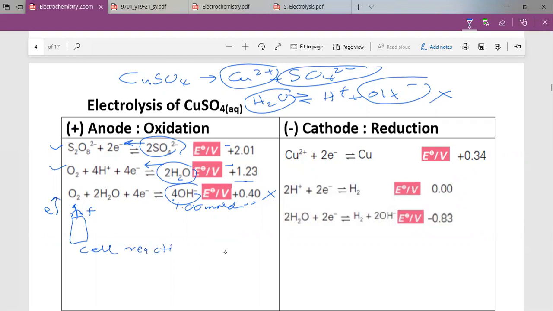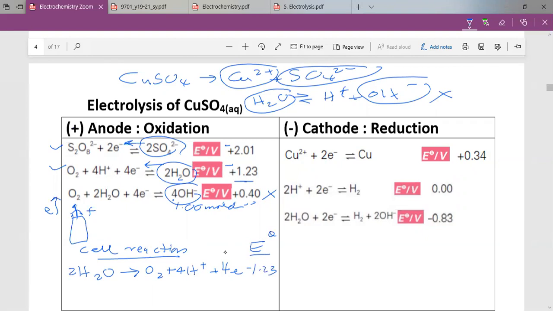Again, choose the right one. From where? From your data booklet. So it's actually 2H2O going to O2, oxygen is produced, plus 4H+ plus 4e-. Now this, of course, is your E. You would reverse it, so it is minus 1.23.